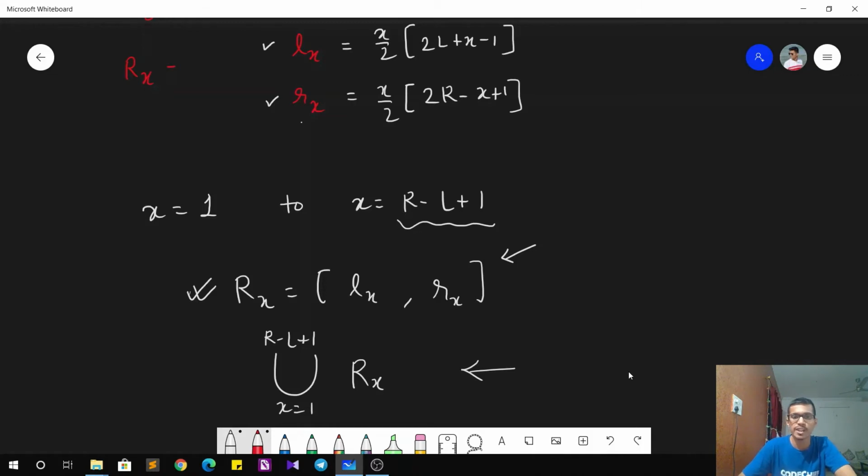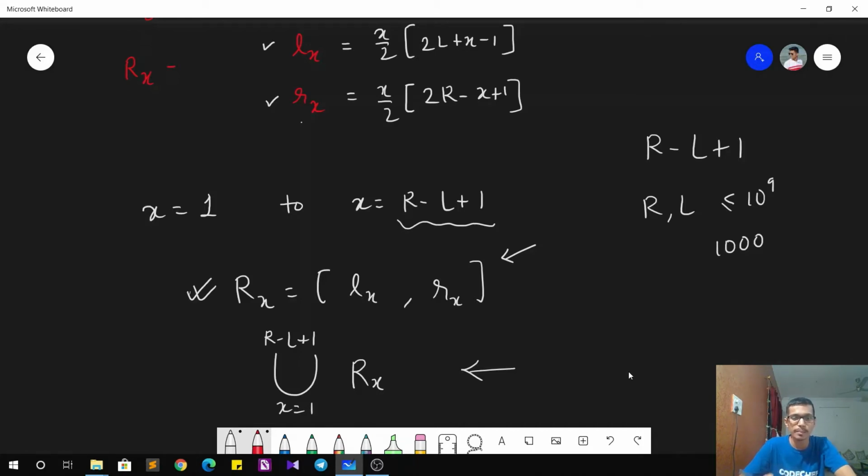This approach can be easily implemented, but it does not solve the whole problem. Why? Because the number of ranges can be at max r minus l plus 1, right? And our constraints say that r and l can go up to 10 to the power 9, and also we have 1000 test cases. So if we do a union for each of these ranges, then it will exceed the time given in the constraints.